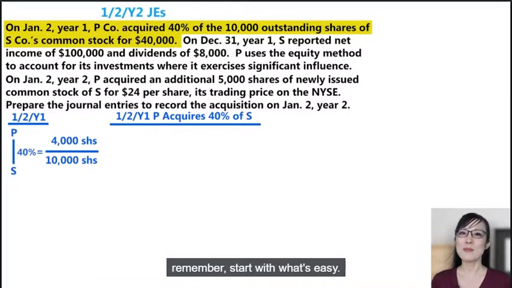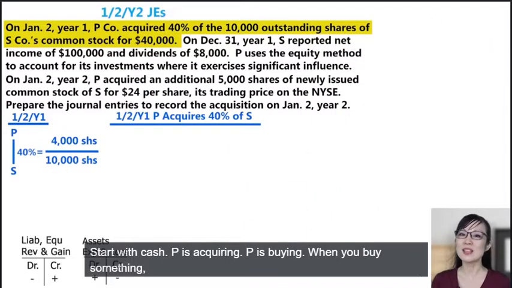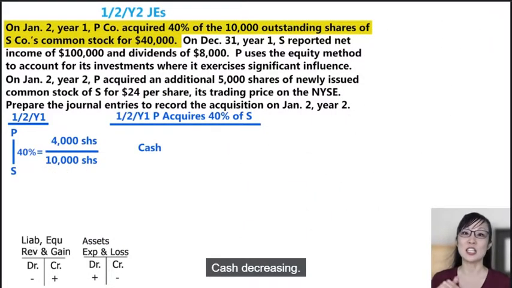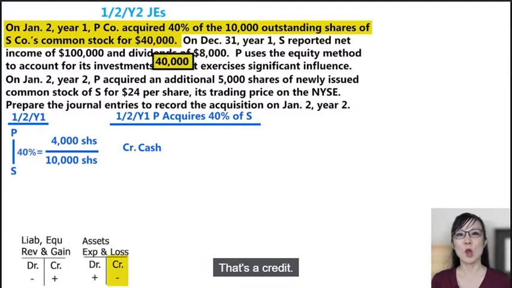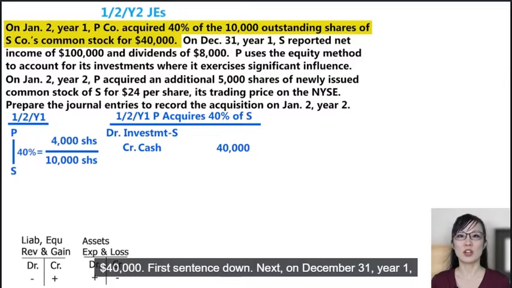For FAR, remember, start with what's easy. Start with cash. P is acquiring. P is buying. When you buy something, you spend money. Cash decreasing, that's a credit. What's the other side? What are we getting? Investment in S, debit, $40,000.